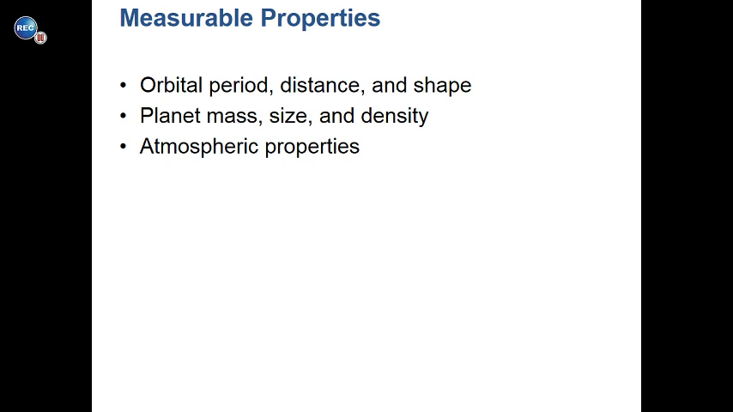You can deduce the planet mass if you know the star mass. You can deduce the size, often from the transit method, seeing the planet block out, how much light does it block out. And from mass and size, you can get density. And on occasion, light going from the star passing through a planet's atmosphere will give you information in the spectra about its atmosphere properties.